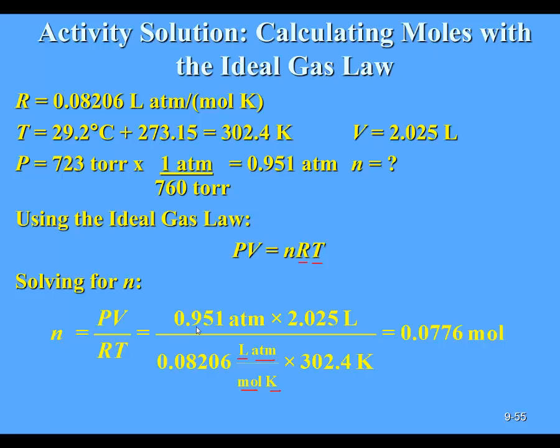So I took 0.951 atmospheres, which we calculated above here. I multiply that by the number of moles, 2.025 moles, that we're holding in the oxygen gas cylinder. We divide by the gas law constant, 0.08206 liters times atmospheres over moles times Kelvin. And I'm dividing by my temperature in Kelvin of 302.4 Kelvin, which we calculated above. Okay, so I'll notice that my liters will cancel, my atmospheres will cancel, my Kelvins will cancel. I end up with final units left over of moles.